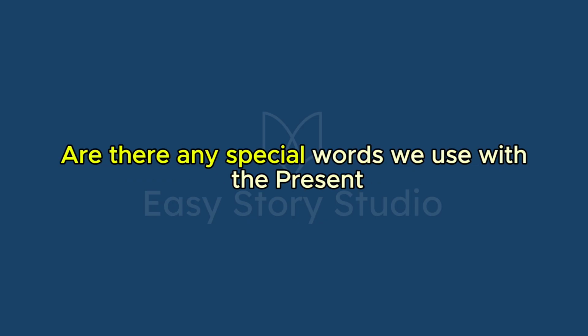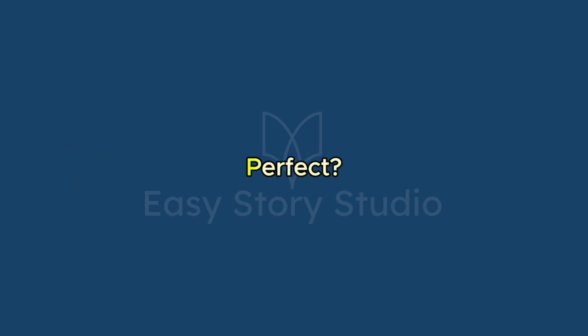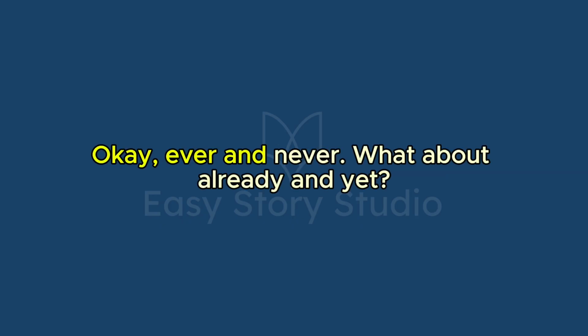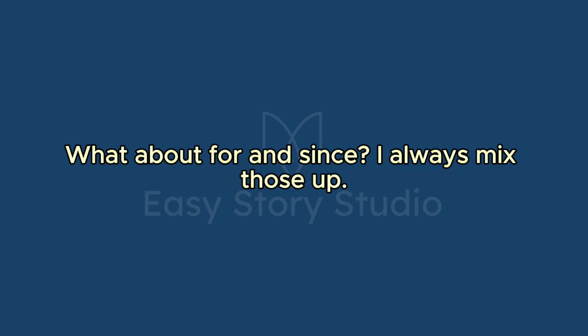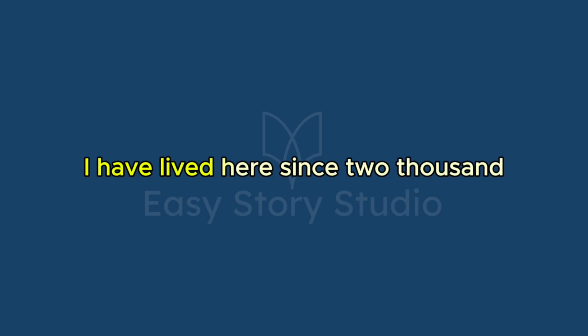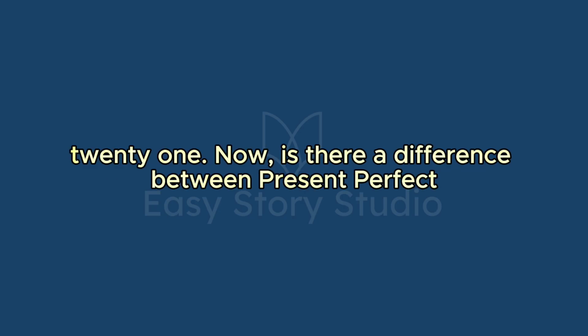Are there any special words we use with the present perfect? Can you explain each one? Ever and never. What about already and yet? What about for and since? I always mix those up. So, I have lived here for 5 years. I have lived here since 2021.